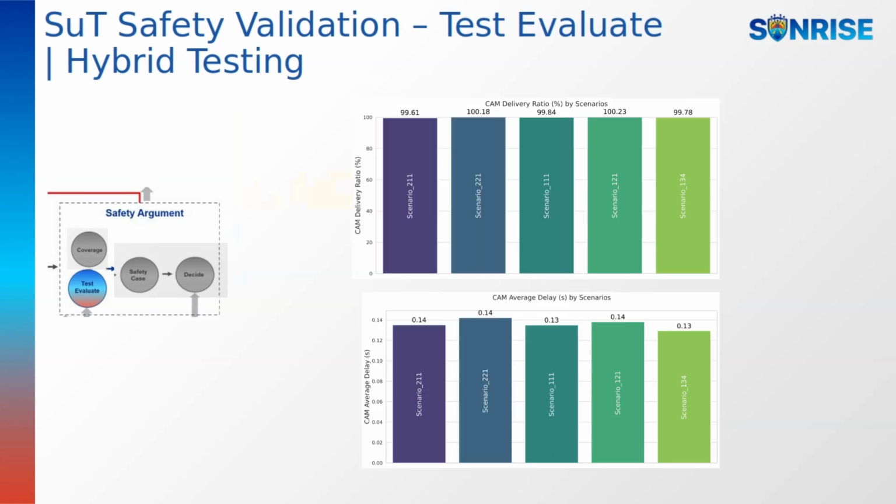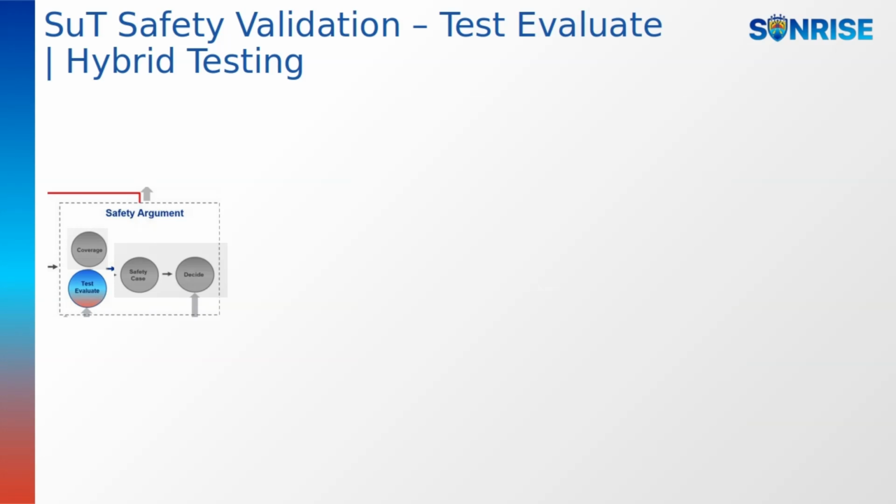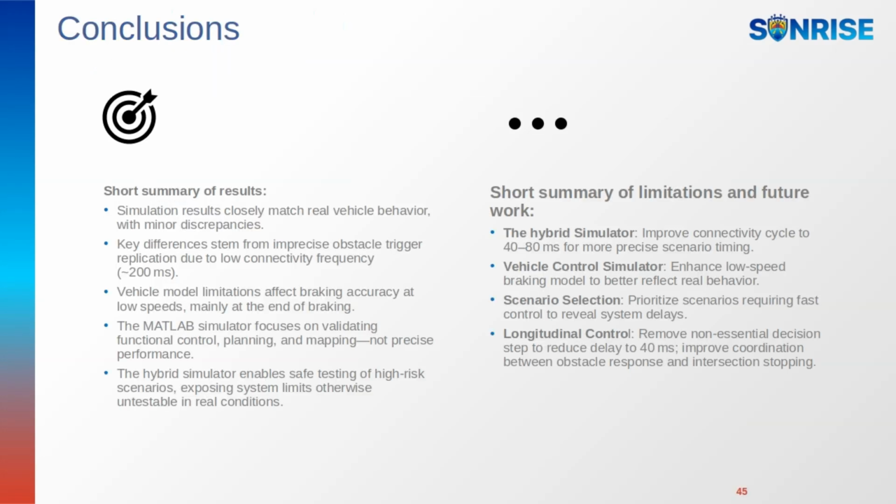Connectivity results show strong CAM performance. The successful delivery ratio is close to 100%, and the average delivery delay is approximately 140 milliseconds. The evaluation confirms close alignment between simulation and real vehicle behavior, with minor differences due to event timing and low-speed braking. Connectivity delays, 140 ms, affect trigger accuracy, and the simulator slightly underestimates strong braking.